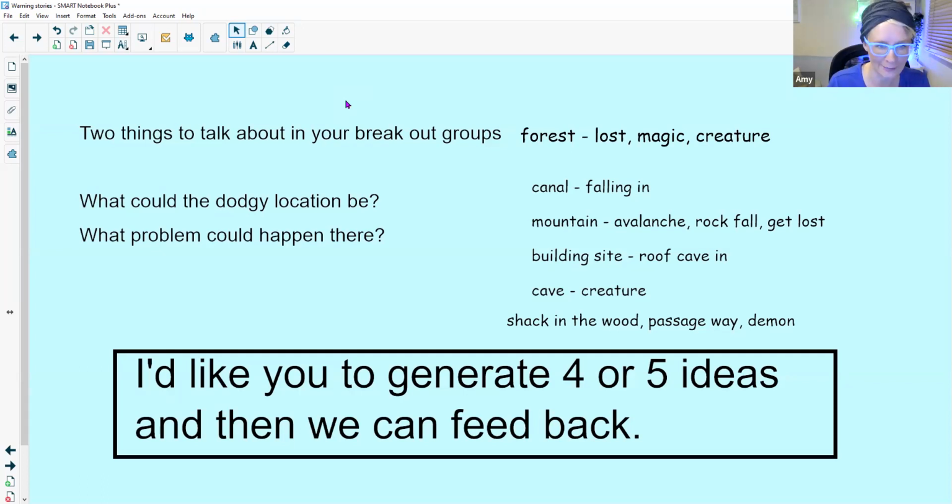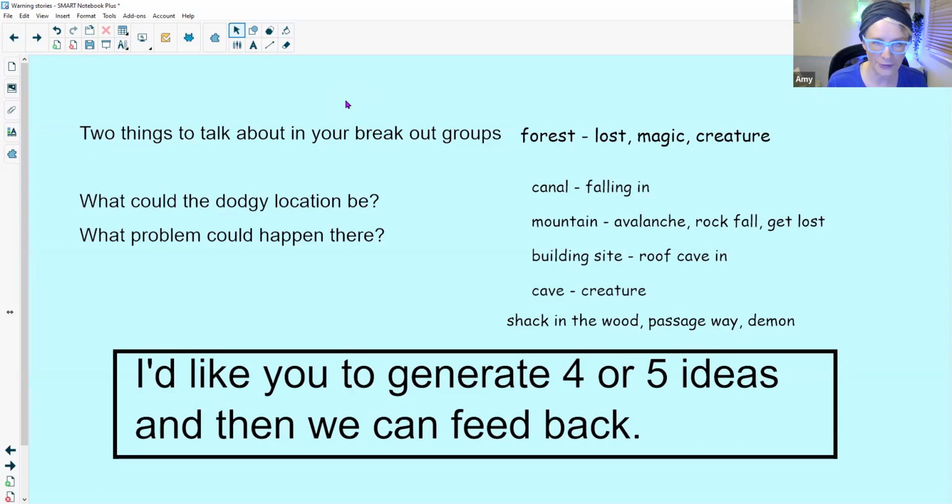When the children came back, there were loads of ideas. I asked them to generate maybe three or four ideas and then come and feed back. We had a canal and falling in. A mountain was a good one. Avalanche, rockfall, getting lost. Building site, the roof falls in or somebody gets trapped. Cave, and maybe there's a dangerous creature. Shack in the woods, really good ideas. So this was the main thing that we did.